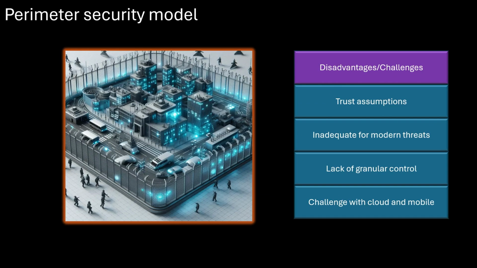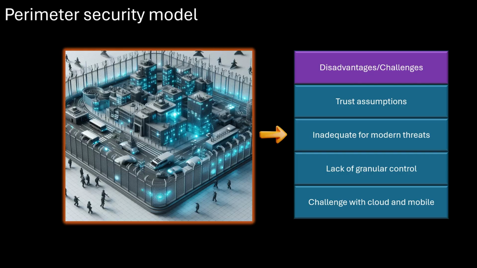The perimeter security model is straightforward to understand and implement. By focusing security efforts on the network perimeter, you can establish clear and manageable security boundaries. Considering today's digital landscape, the perimeter security model does not provide defense in depth. By trusting everything inside the perimeter, the model can be vulnerable to insider threats or compromised internal devices. Once an attacker bypasses the perimeter defenses, they may have unrestricted access.